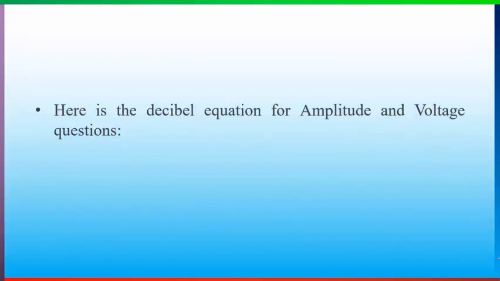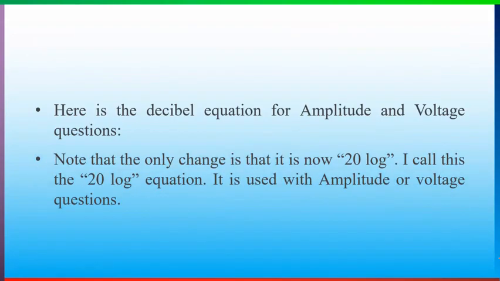Now, we are going to solve some examples on it, then it will become too easy for us. So here's the decibel equation for amplitude and voltage. Note that the only change is that the 10 in front of the log is replaced by 20 instead of 10.